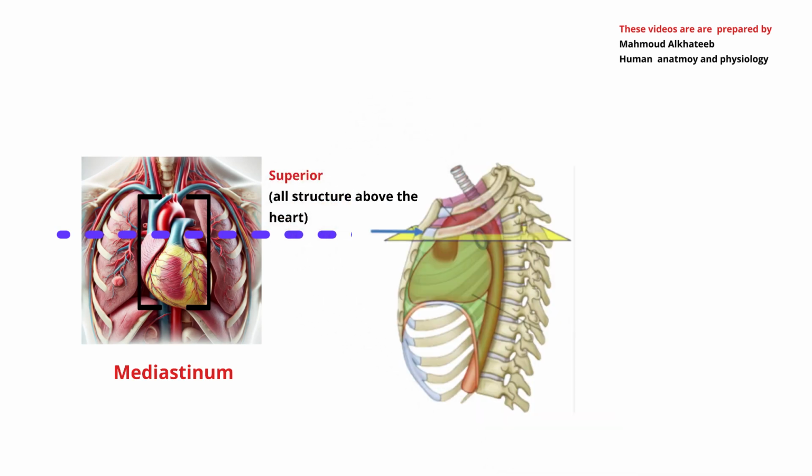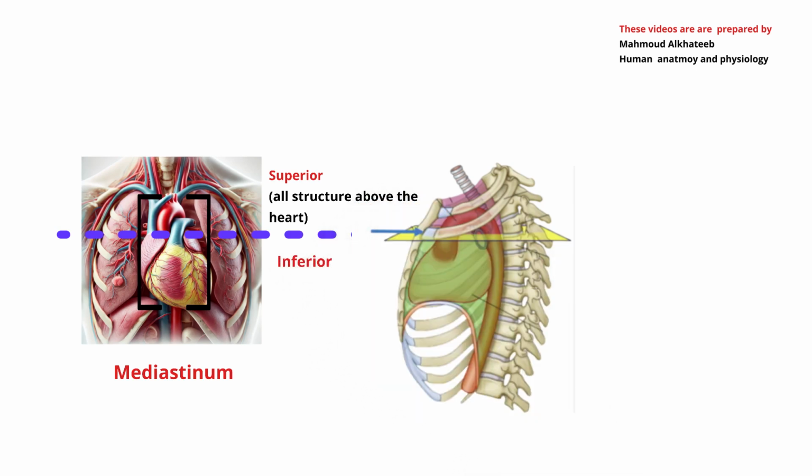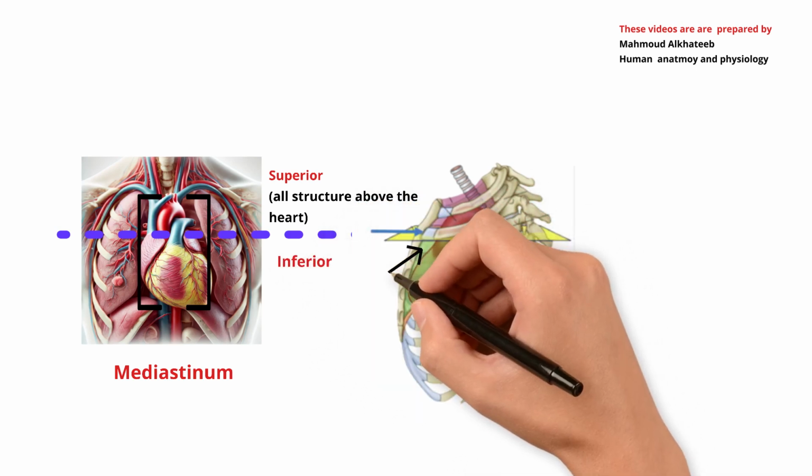The superior mediastinum houses structures such as the thymus, trachea, esophagus, and major blood vessels like the aortic arch and superior vena cava. The inferior mediastinum by itself is divided into three compartments.